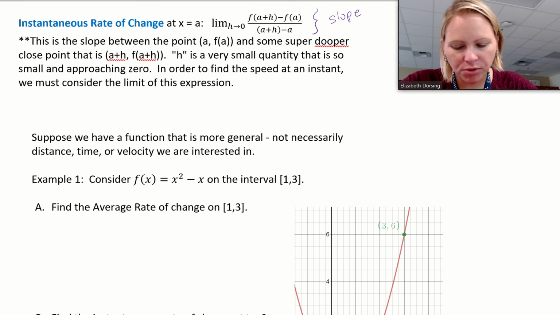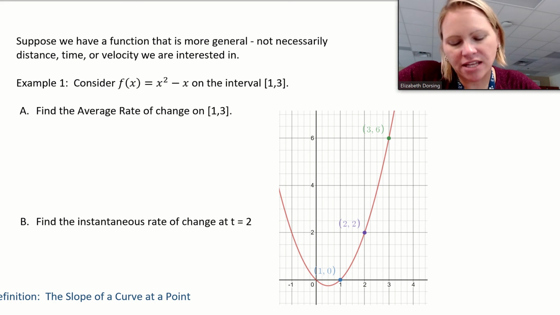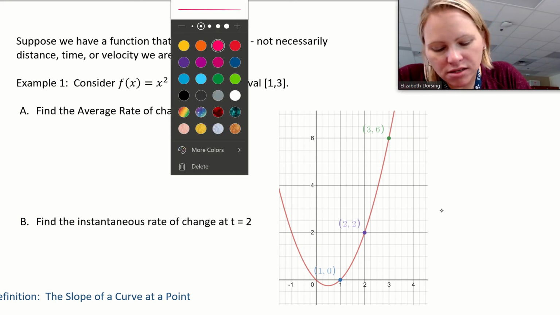Our first example here, we have the function x squared minus x on the interval 1 to 3. Question A says find the average rate of change. So average means slope.